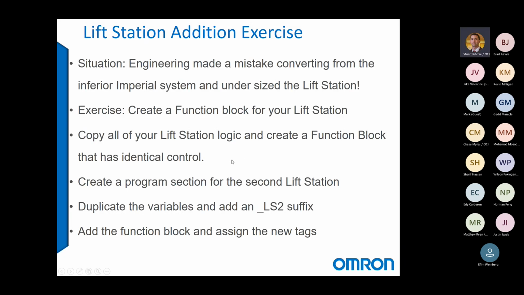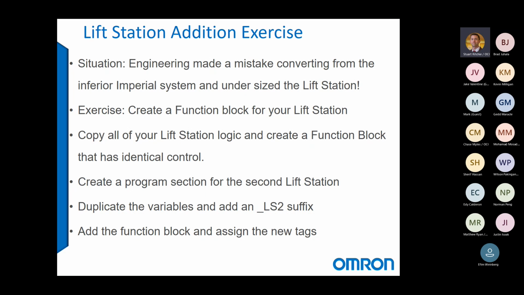Okay, so now today's main event. We have a situation. Engineering made a mistake when converting from the inferior imperial system, and they undersized the lift station. So we are going to create a function block for the lift station, and it's going to contain all of the code from the current lift station, and all we're doing is just duplicating our lift station. So it's going to be easier to make a function block and make another instance of it, because we might need to add to this lift station down the road, and that'll save us some time.